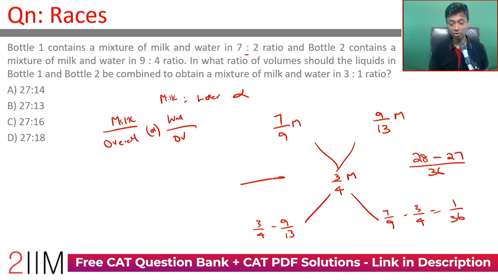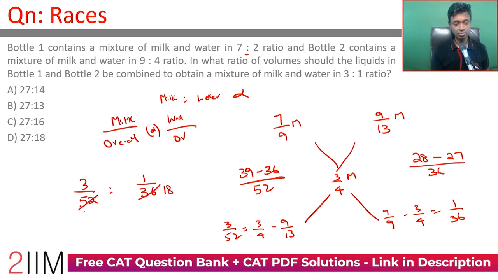4 and 13, the LCM is 52. 3 by 4 is 39 by 52. 9 by 13 is 36 by 52. So this is 3 by 52. Or they should be mixed in the ratio 3 by 52 is to 1 by 36. And so this can get knocked off. So it'll become 18, becomes 26. Get further knocked off, this will become 9, this will become 13. Or the ratio is 27 is to 13.